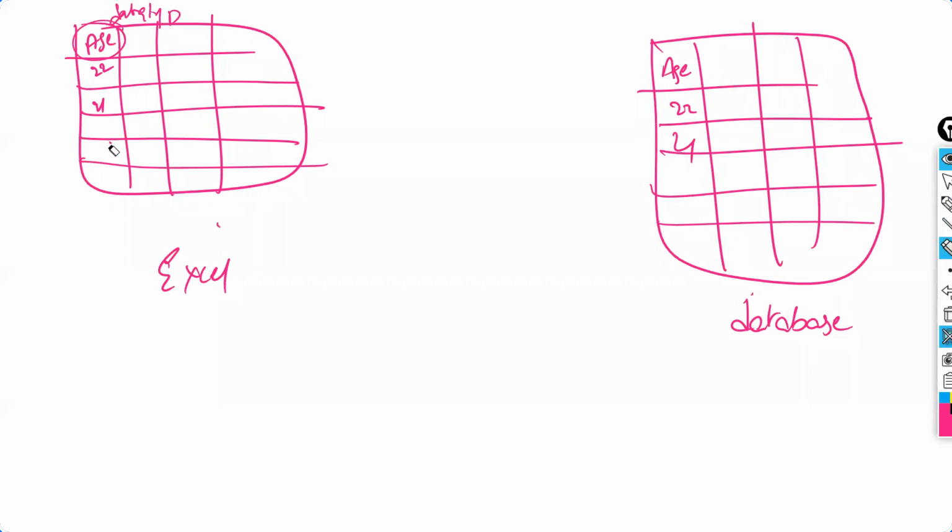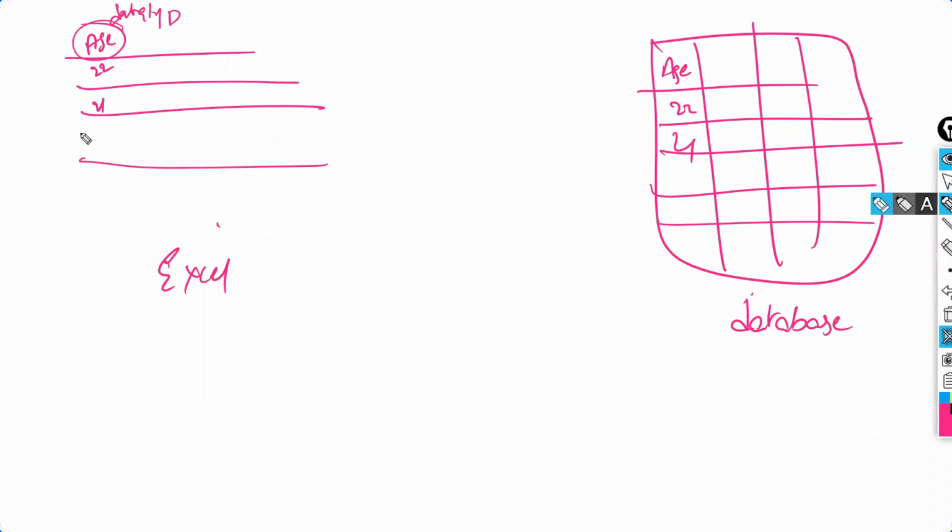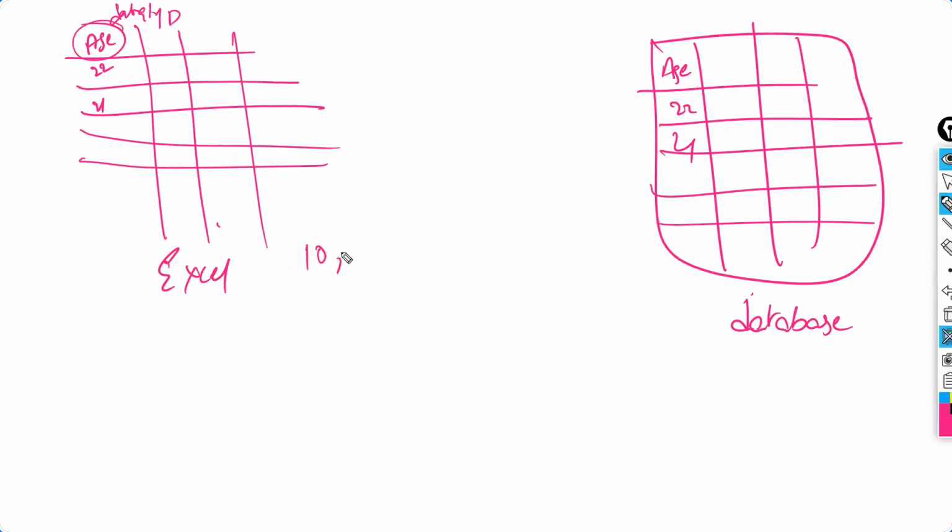Now, difference number 2. In the Excel sheet, the maximum number of rows you can get is only 10 lakhs, 1 million rows. After 1 million, you can't get more Excel rows. It is limited to 1 million rows. For example, I am having more than 10 lakh records, data points. Where do I have to store them? In the Excel sheet it is not possible.